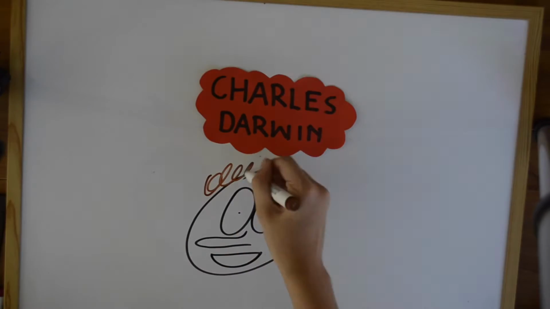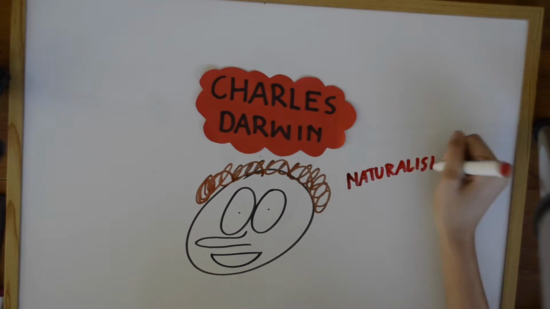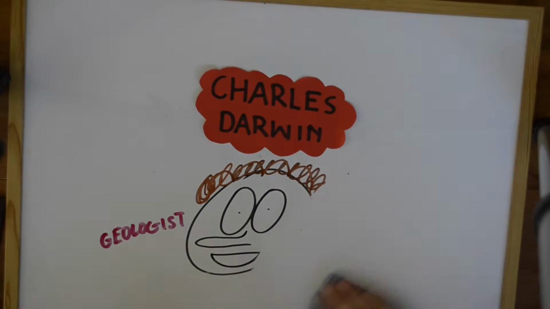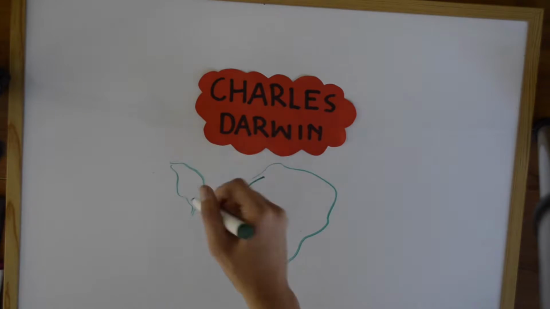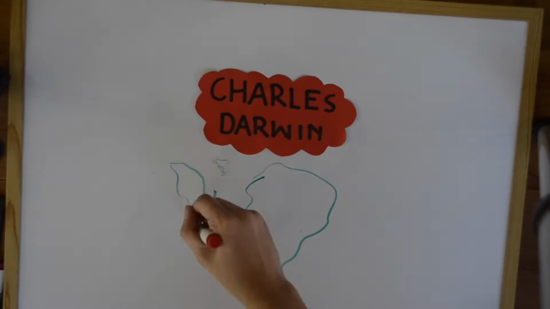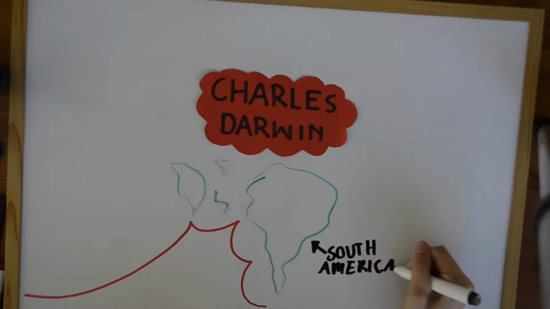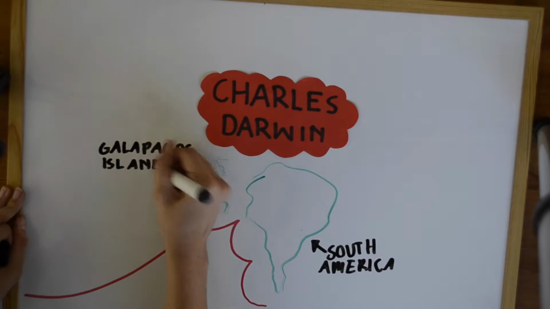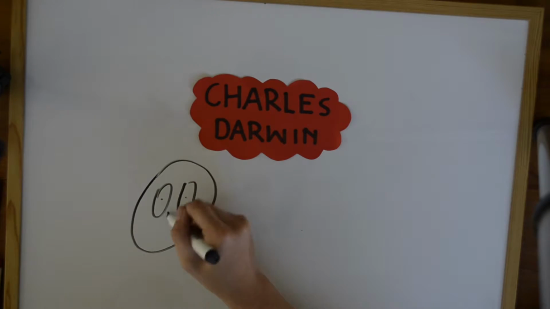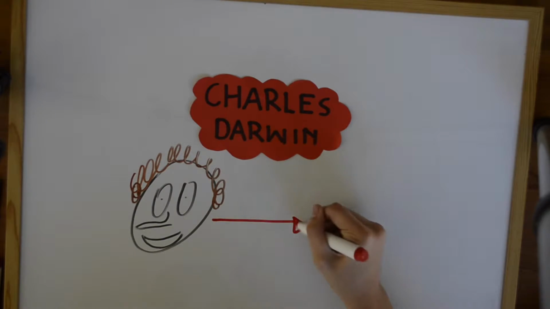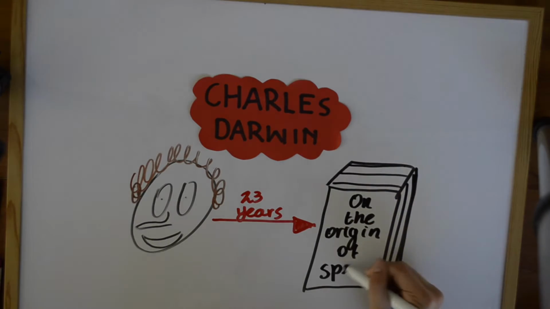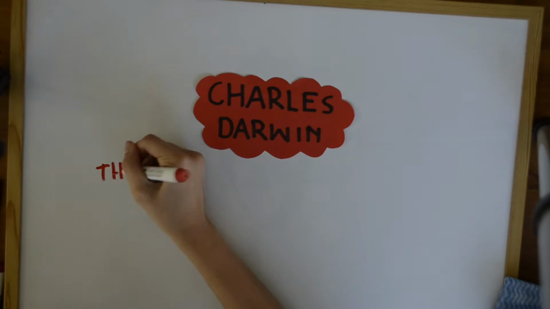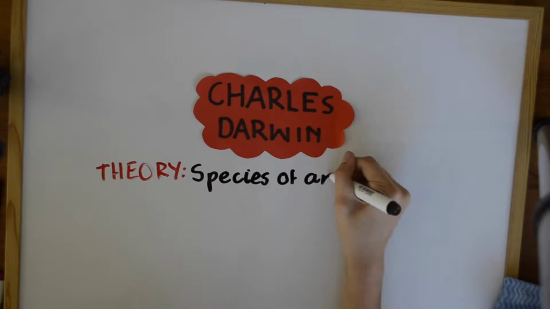Firstly, let's talk about Charles Darwin. Charles Darwin was an English naturalist, geologist and biologist who departed on a 5-year voyage around the world in 1831. Whilst completing this journey, Darwin studied and surveyed various species in coastal areas such as South America and the Galapagos Islands. Upon returning to England, Darwin spent the next 23 years further developing his ideas of evolution, releasing a book called On the Origin of Species, explaining his ideas of evolution through the process of natural selection.